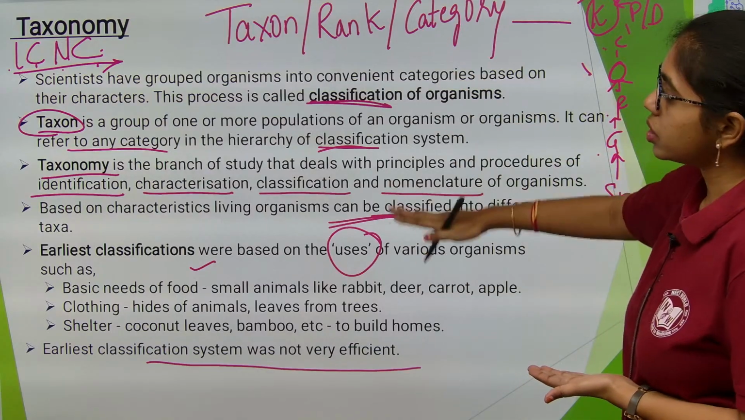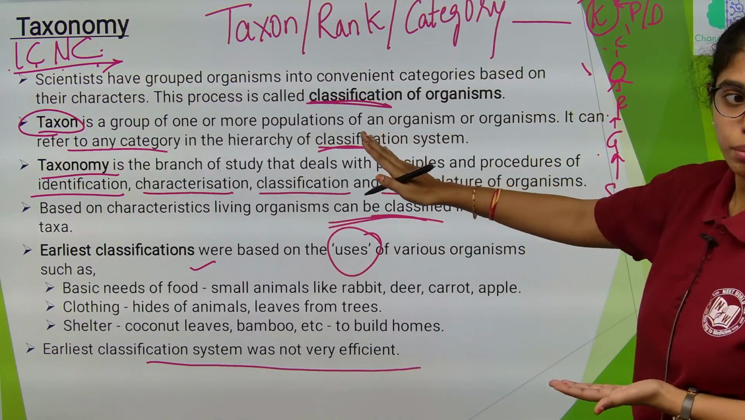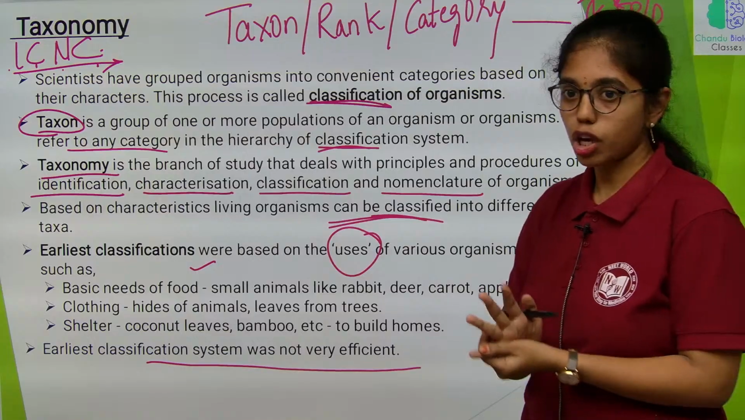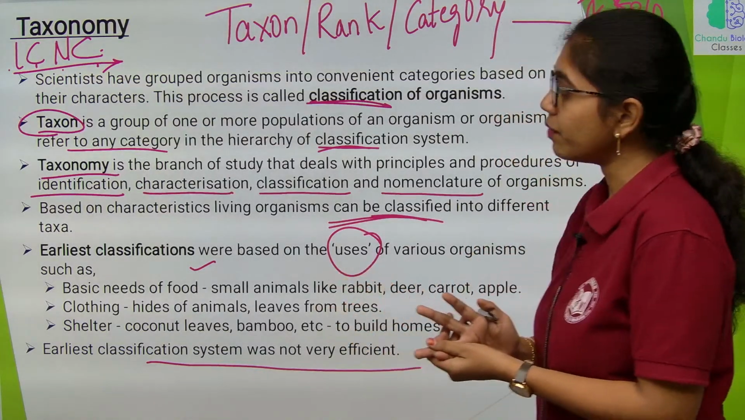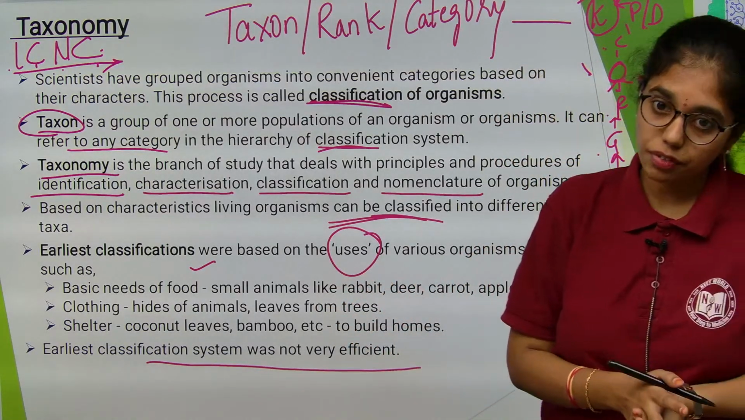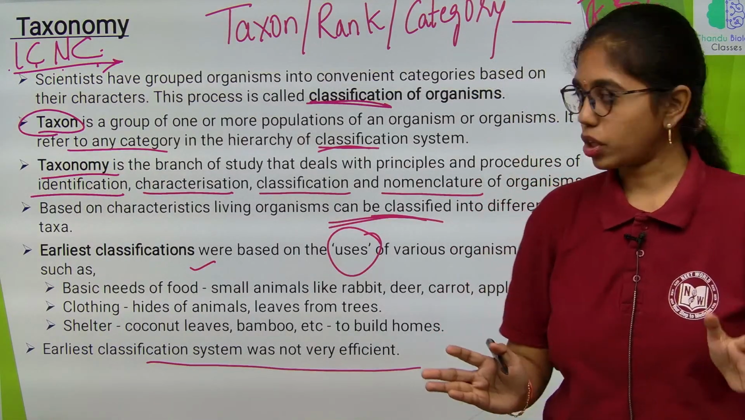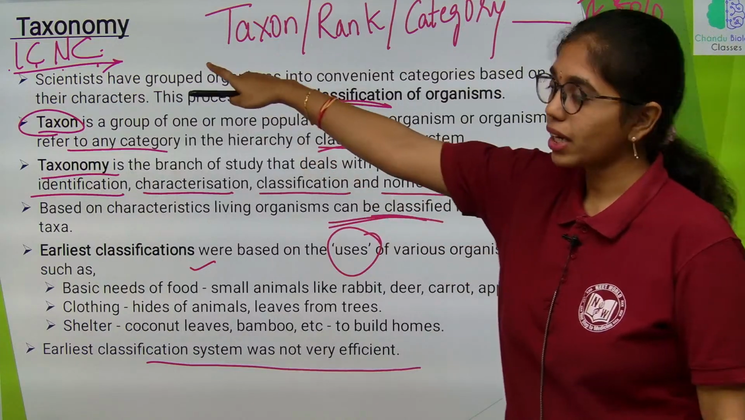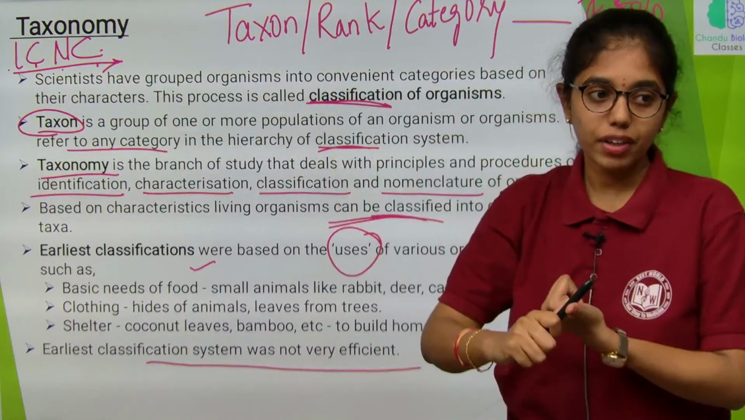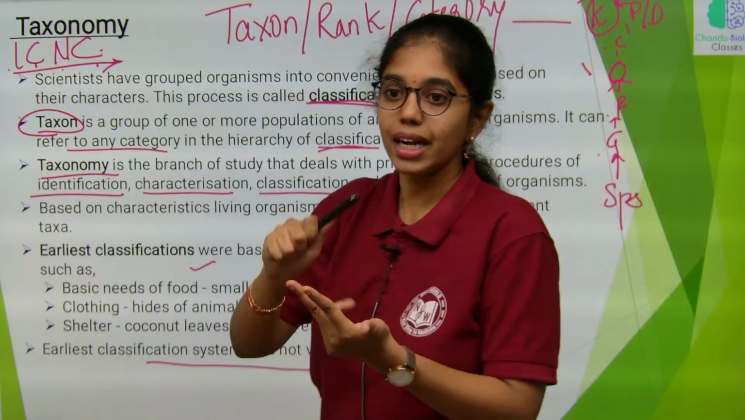Okay? So this is about taxonomy. Here what we have to remember: 7 obligate taxons, ranks or categories, and then we have to highlight the definition of classification and taxonomy. What is the difference between classification and taxonomy? And in taxonomy, what are the components included? Identification, characterization, nomenclature and classification.